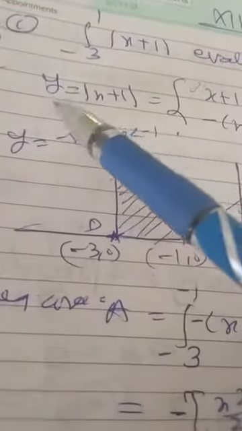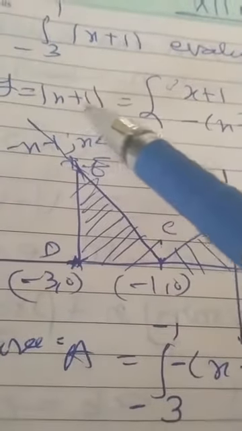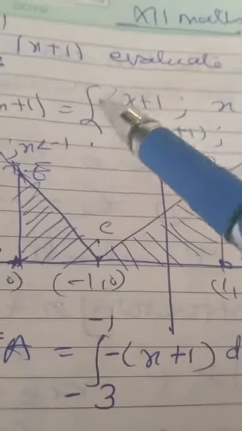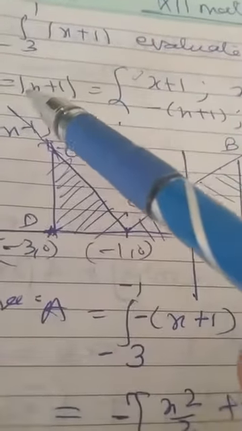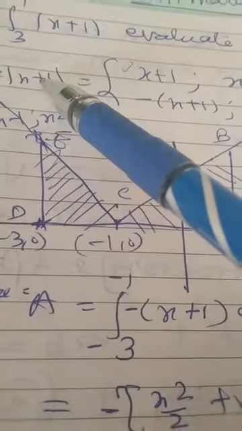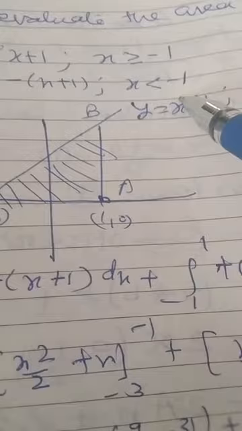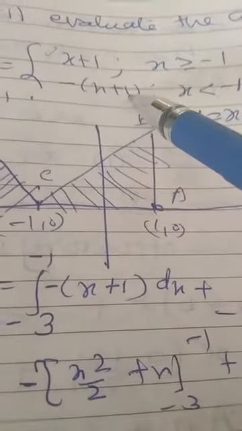Now we know that y equals mod x plus 1 has two types of values. If it is positive, y is equal to plus x plus 1 when x is greater than minus 1. And if the value inside is negative, so x plus 1 is less than 0, it means x is less than minus 1, so the curve is y equals minus of x plus 1.